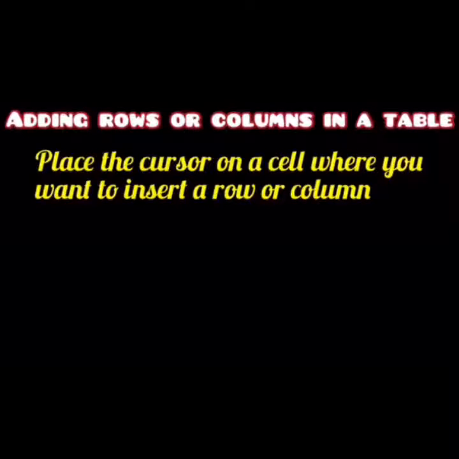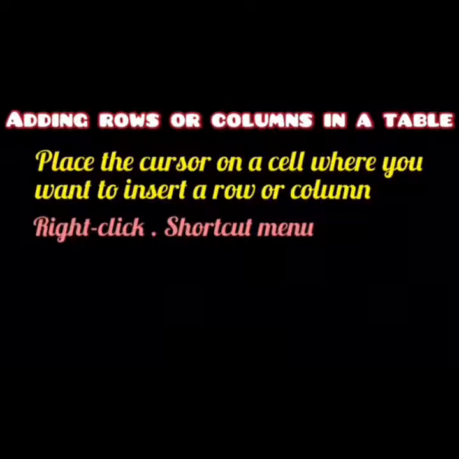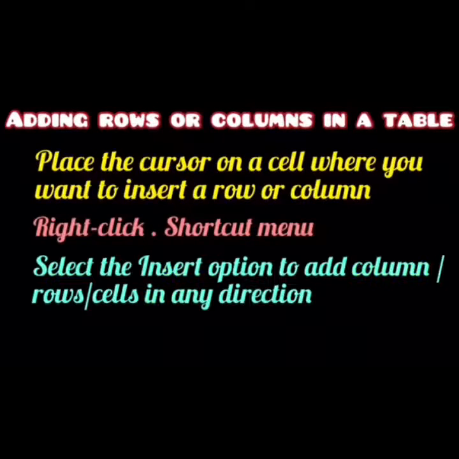I want to add rows and columns in a table. What are the steps for that? First, I have to place a cursor on the cell. Cell means a block, where I want to insert a row or column. Then I have to right click on the mouse. I have to press the right mouse button. I'll get many options. In that I have to select the Insert option.